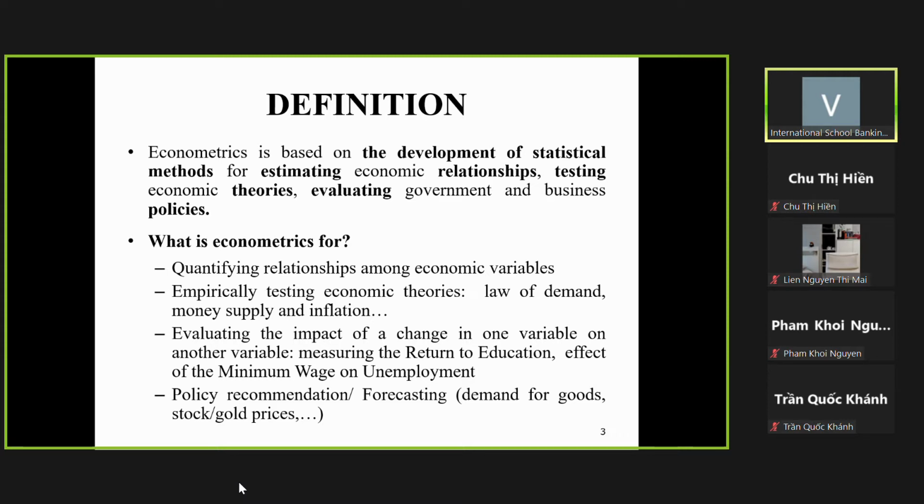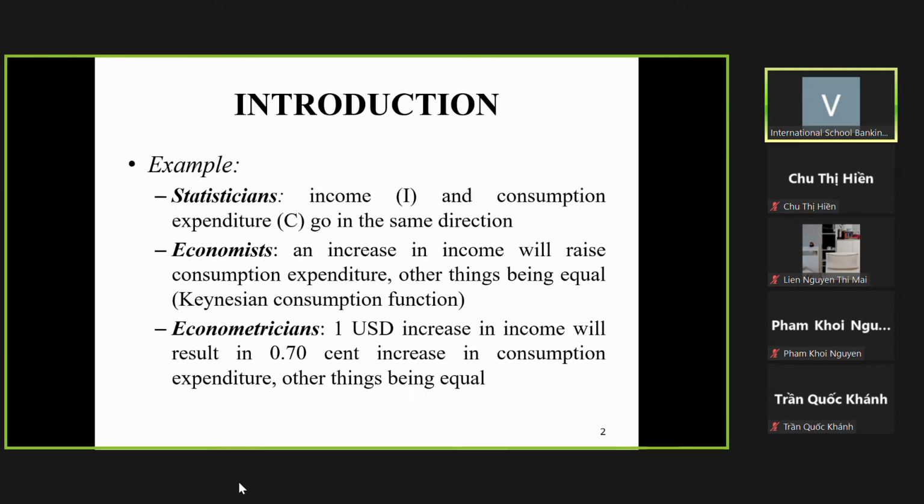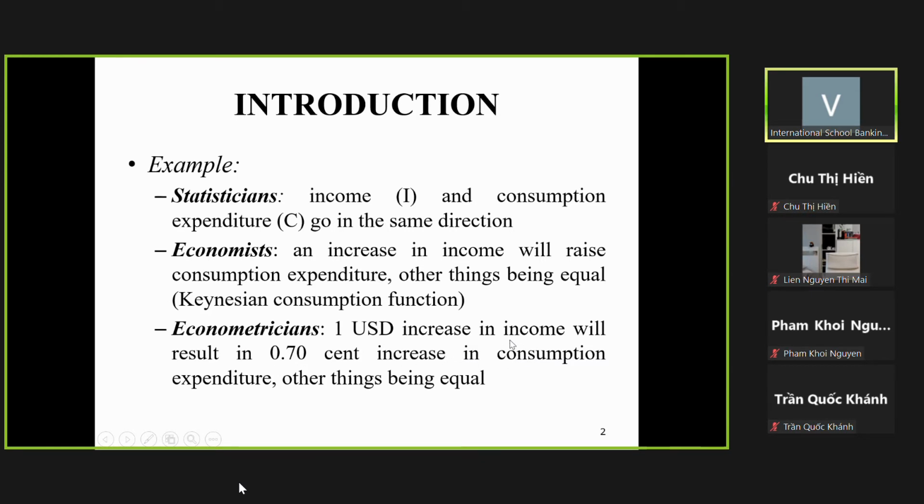For example, back to this slide here. So we know that when income increases by $1 US, the consumption expenditure increases by 0.7 US dollar, for example. So that means when we want to increase consumption expenditure, we have to increase our income. That is like a solution.